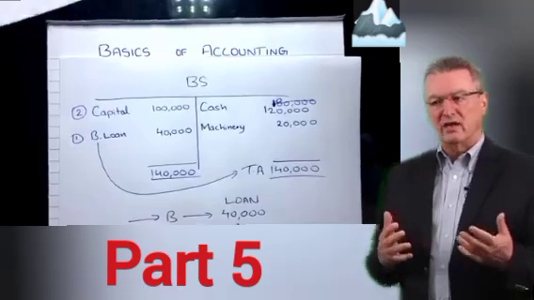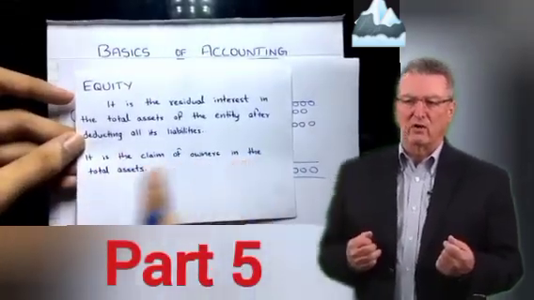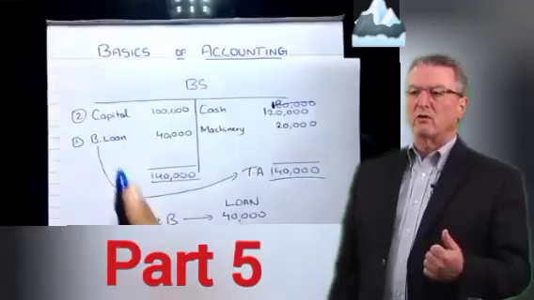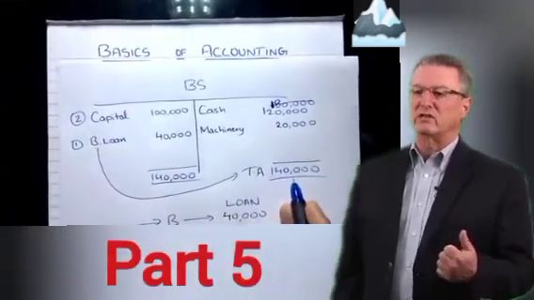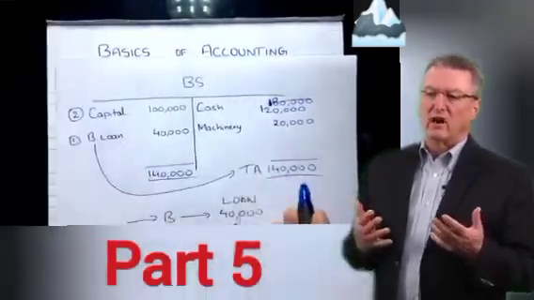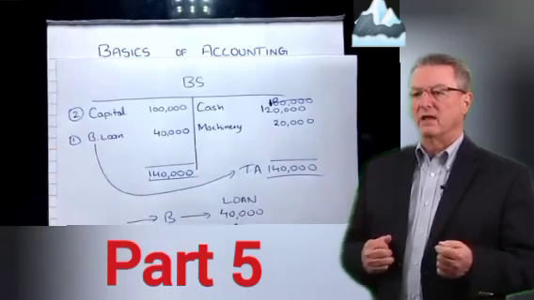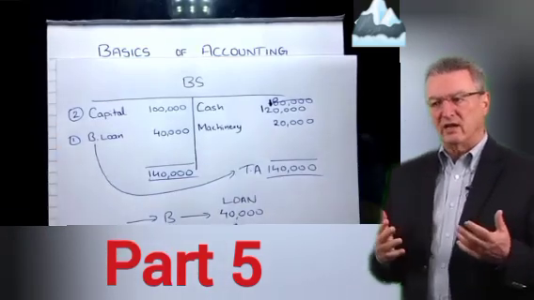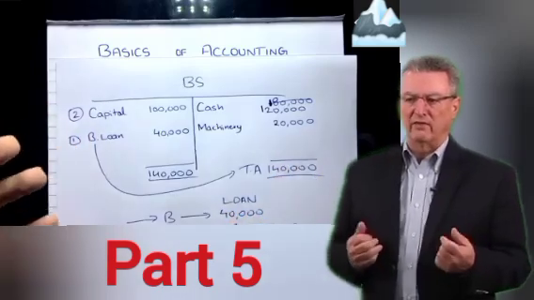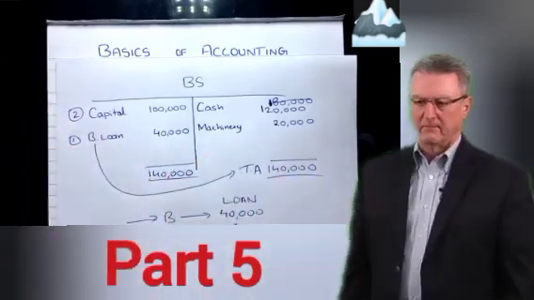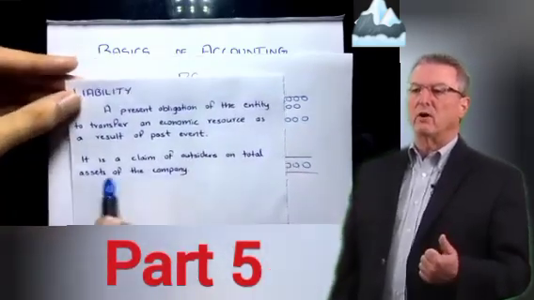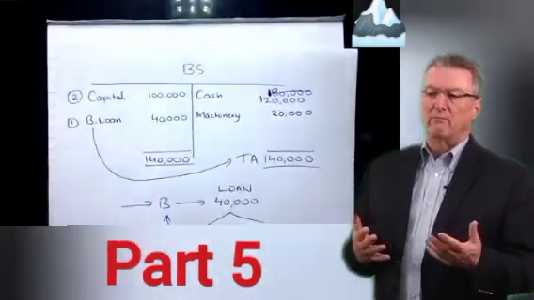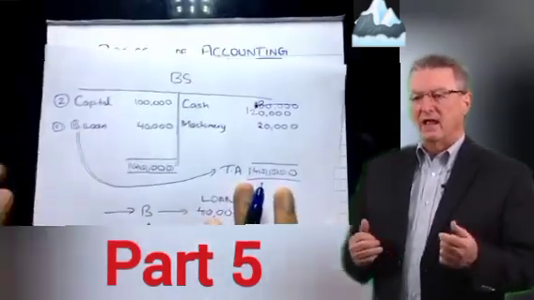So what is capital? It is the claim of owners in the total assets after deducting all its liabilities. After deducting the liability, whatever is left, whatever residual interest is there, that's yours. That's the owner's capital. Is that clear? So that is what it practically means. Whatever is left, that is the owners. And the liability is a claim of outsiders on total assets of the company. Clear? So did you understand this practically?